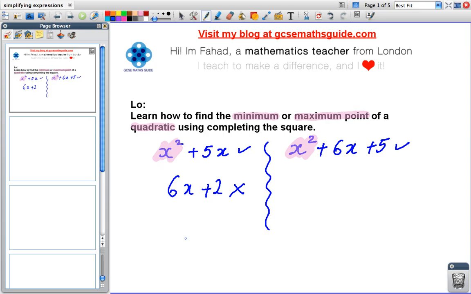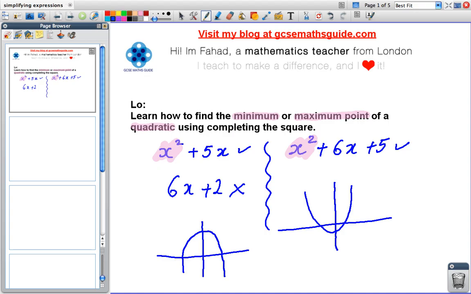Okay, now the next thing I want to define is what you understand by the word minimum and maximum point. Whenever you have a quadratic equation or expression and you plot a graph for it, you usually end up with two types of curves. Either a smiley face, which in mathematical terms is called a parabola, or something like that one, which I call a sad face. But again it's called a parabola.